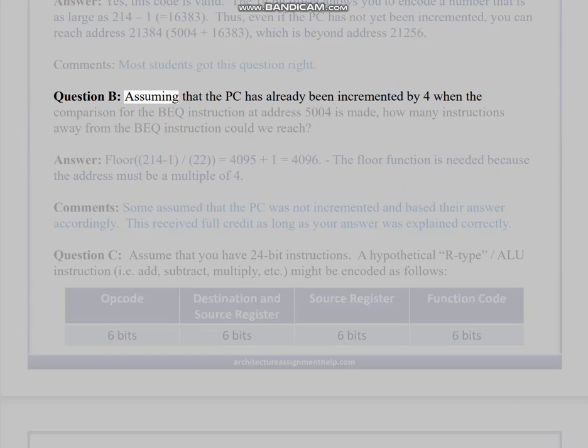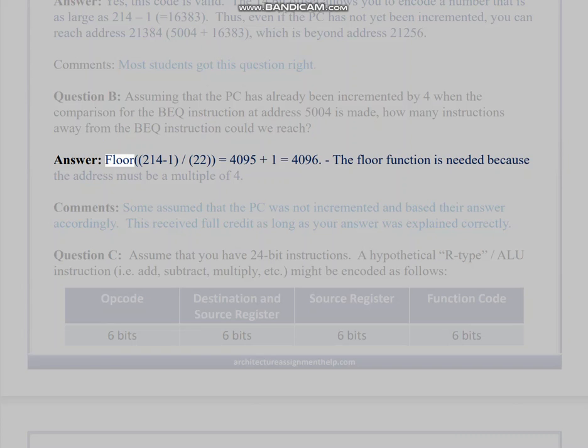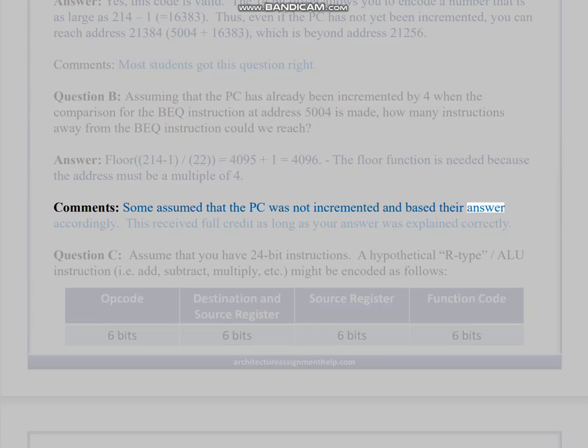Question B. Assuming that the PC has already been incremented by 4 when the comparison for the BEQ instruction at address 5004 is made, how many instructions away from the BEQ instruction could we reach? Answer: floor((2^14 - 1) / 2^2) = 4095, plus 1 is equal to 4096. The floor function is needed because the address must be a multiple of 4. Comments. Some assumed that the PC was not incremented and based their answer accordingly. This received full credit as long as your answer was explained correctly.